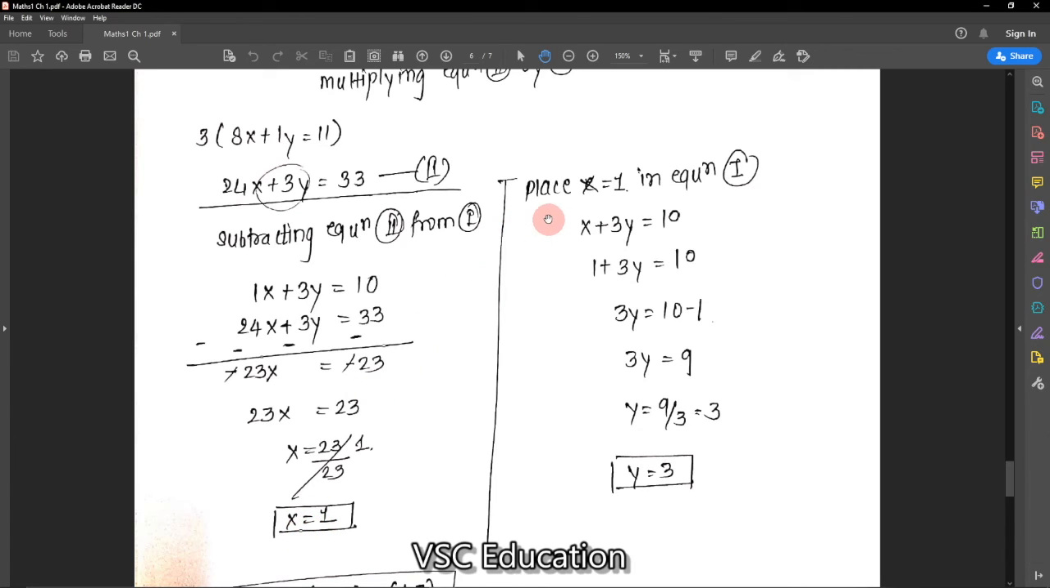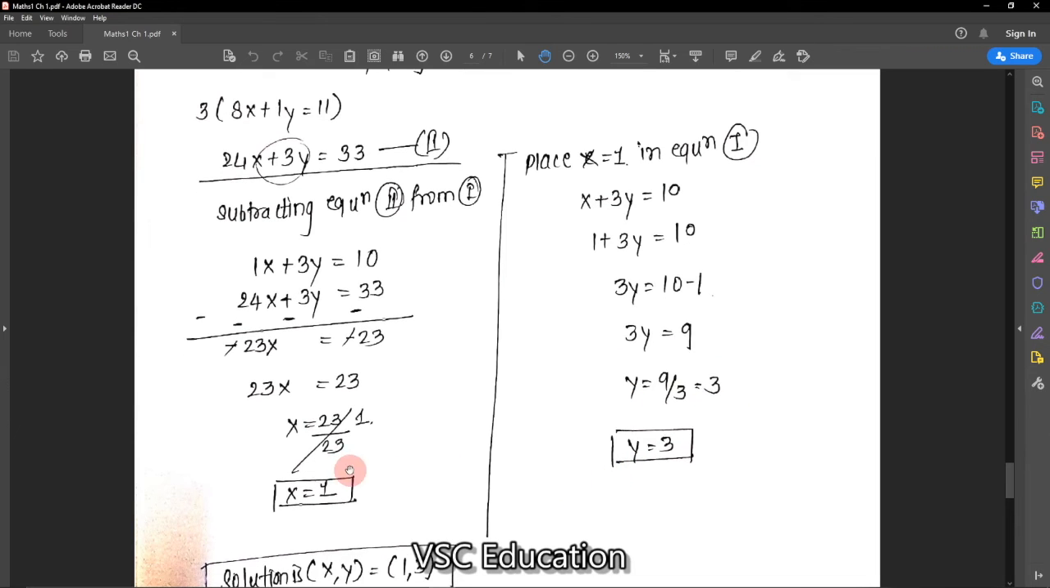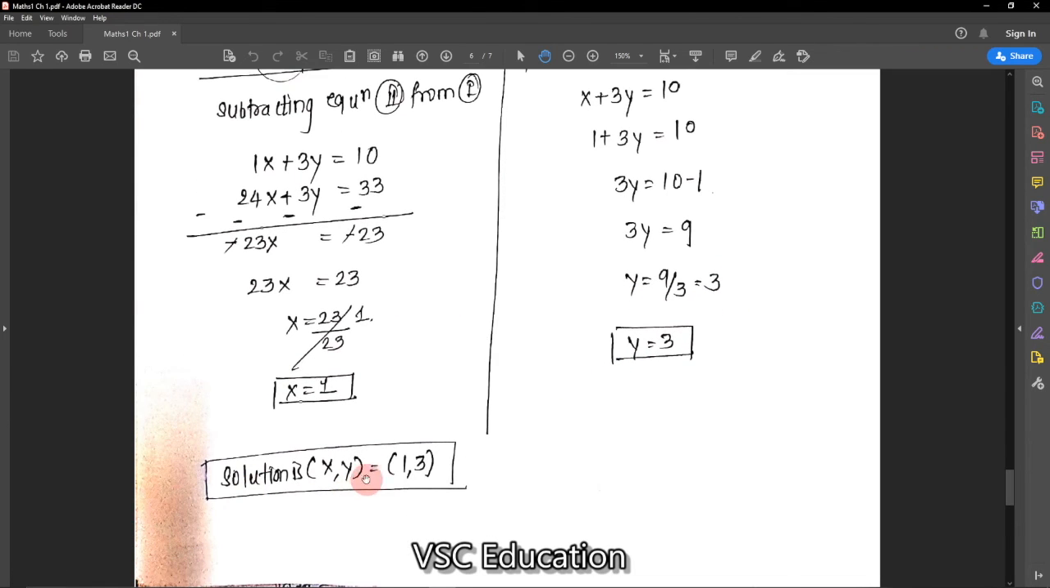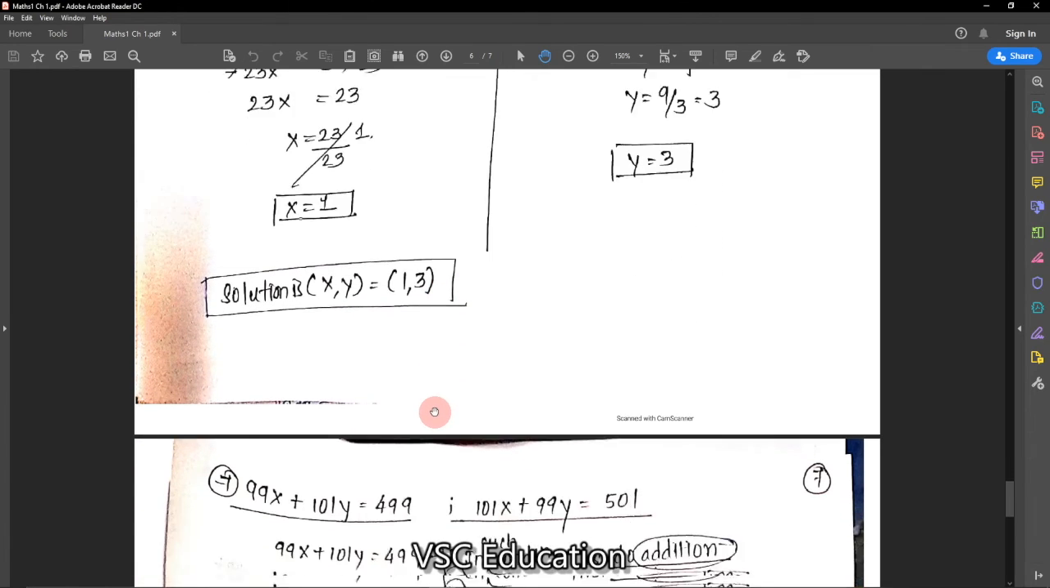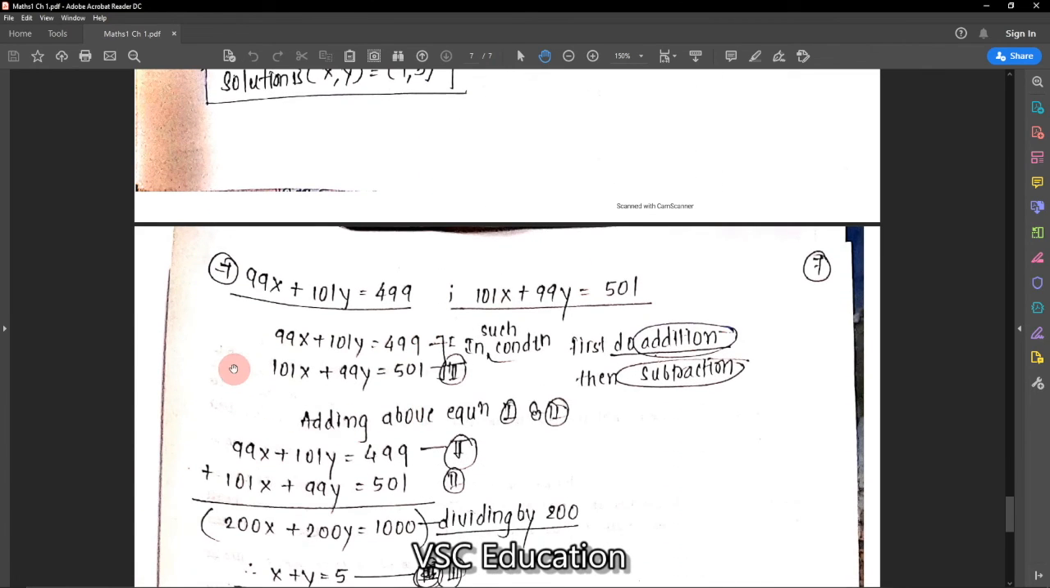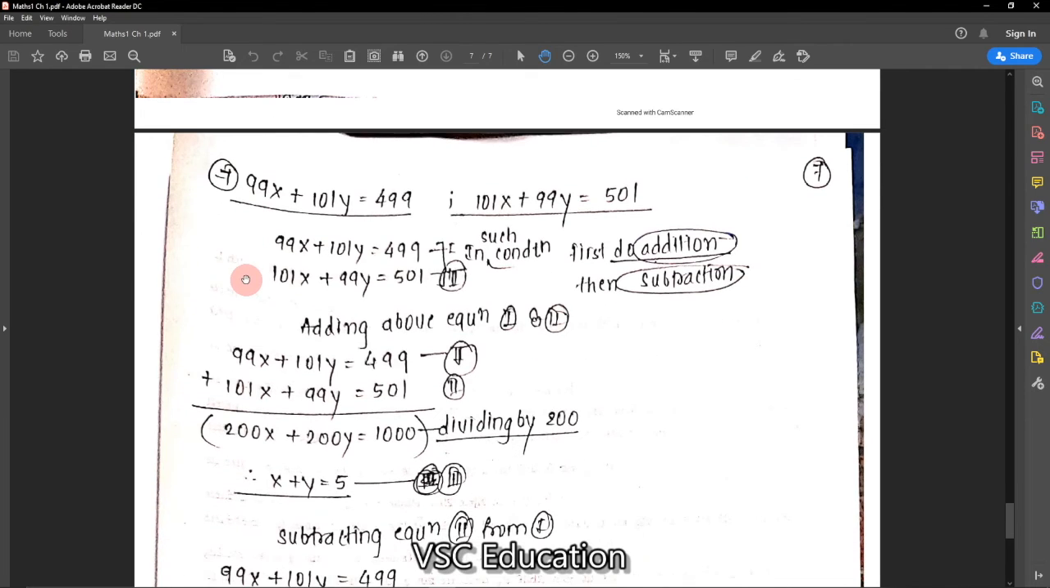Same thing, put the value of x in any equation. x plus 3y is equal to 10. 1 plus 3y is equal to 10. 3y is equal to 9. So y is equal to 3. Then the solution of this equation is 1 and 3. Again you make the box. Okay. Understood? Now go to 7th sum.